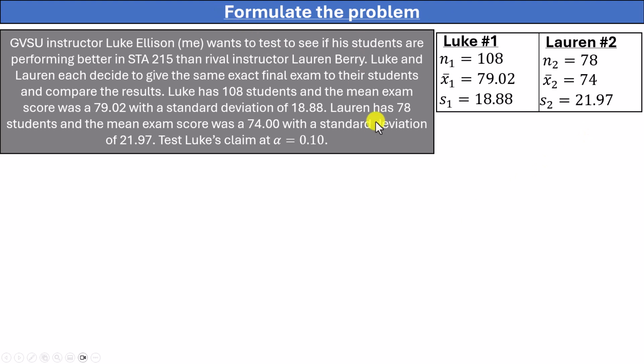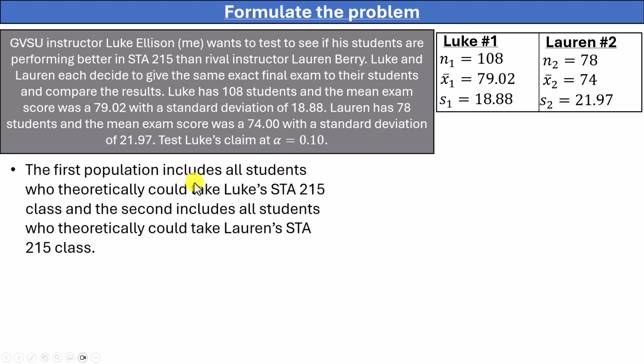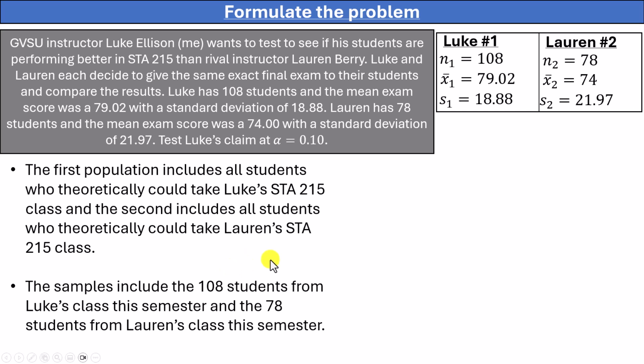Let's go ahead and formulate the problem. The first population includes all students who theoretically could take Luke's Stat 215 class, and the second population includes all students who theoretically could take Lauren's Stat 215 class. The samples include the 108 students from Luke's class this semester and the 78 students from Lauren's class this semester. The variable we're collecting is the final exam score out of 100.